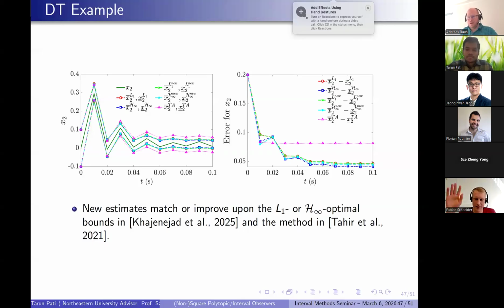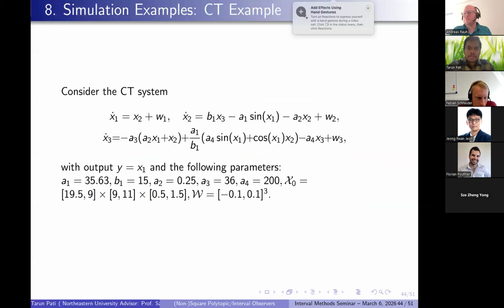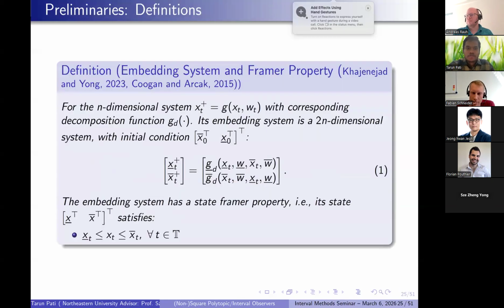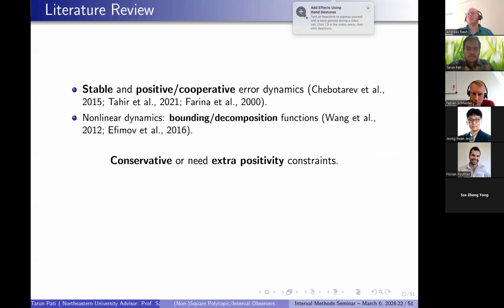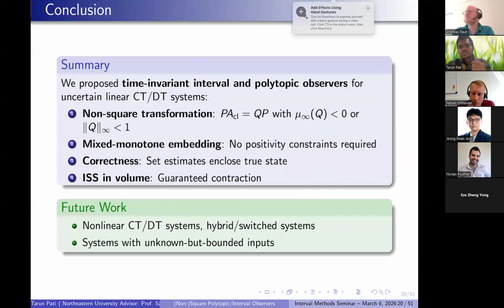Okay, further questions? Fabian. First of all, thank you, Tarun, for this talk. I have a question regarding your first part. You introduced this state transformation, and I'm wondering in which cases this transformation is possible, or are there cases in which it is not possible? This transformation is always possible if we have a detectable pair of A and C. For any detectable linear system, we can always construct a transformation P A = Q P.